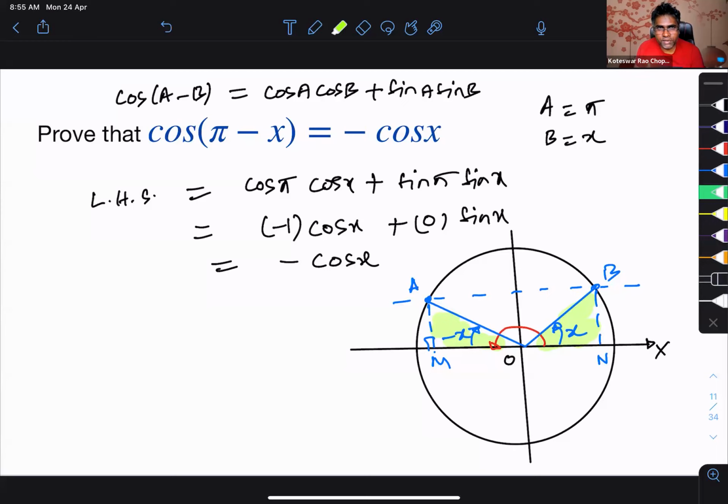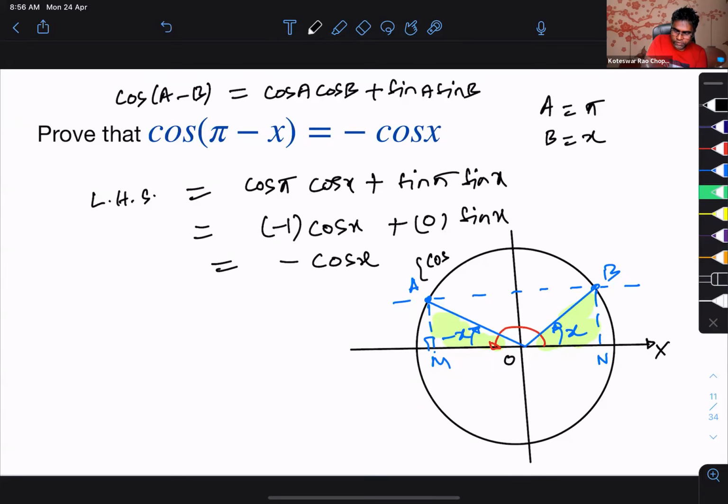Does the cosine function give y values or x values? X values. Yeah, that was a mistake. So the cosine function gives x values. When I say cos of pi minus x, pi is this angle, and then I'm reversing by minus x, so I'll reach this point. So cos of pi minus x gives us the x value of this point A, the x coordinate of point A.